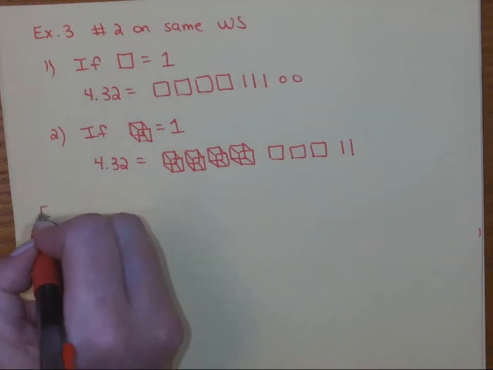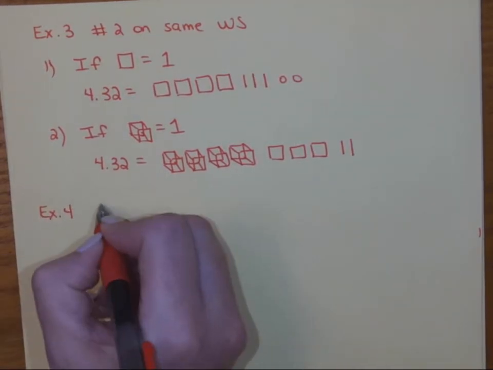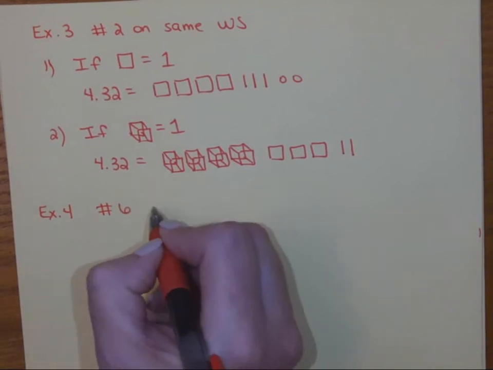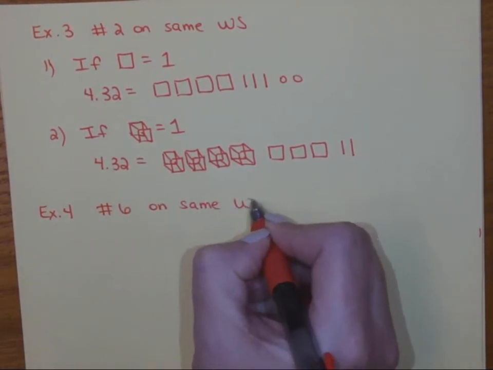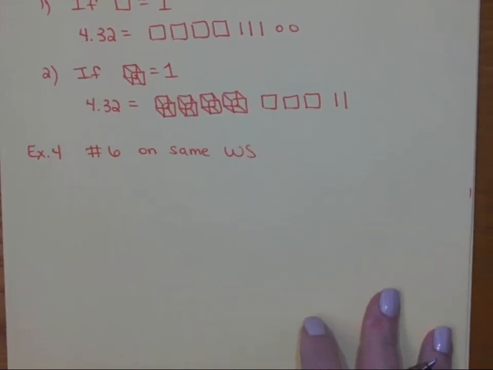All right, so I'm just doing some scattered questions on here. I definitely want you to know the concepts of everything on these worksheets. But let's look at number 6. Number 6 says, show why 0.01 times 0.01 equals 0.001 with base 10 blocks.